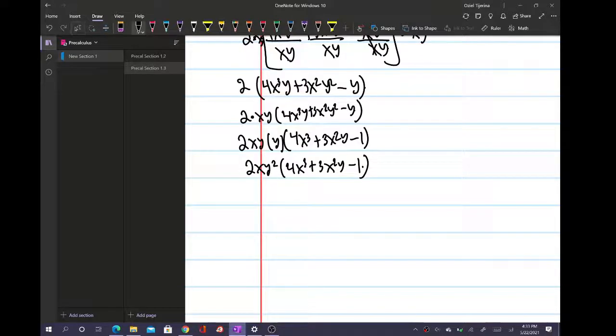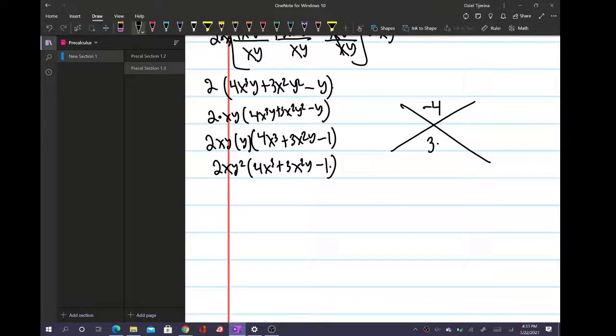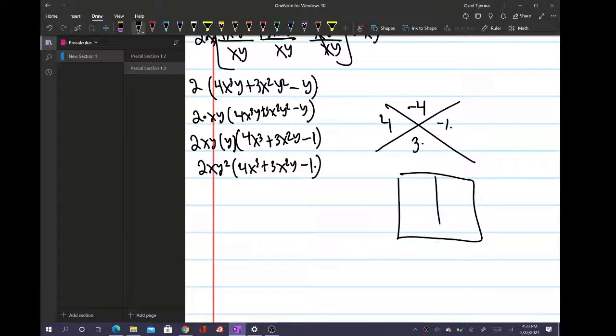And I can use the X-box method. 4 times negative 1 is negative 4, just to see if there is any way that I can factor this trinomial, right? So then I can say that the front term is 4x cubed. The two terms are 4x squared y and negative x squared y. And then the last term is just negative 1.